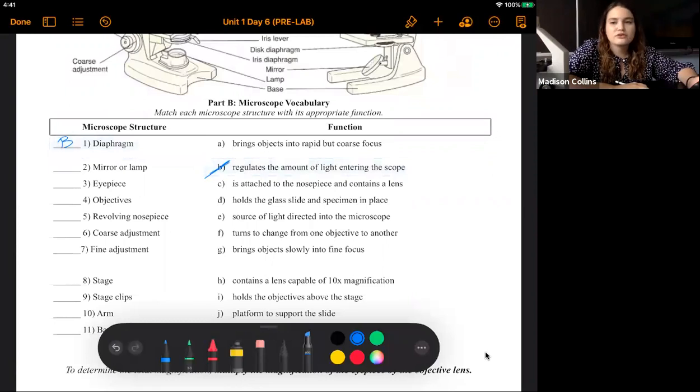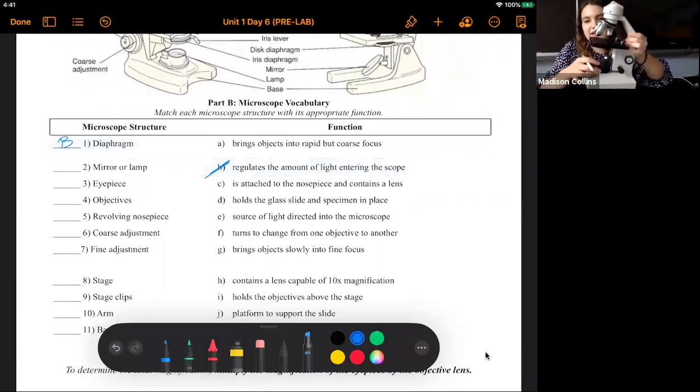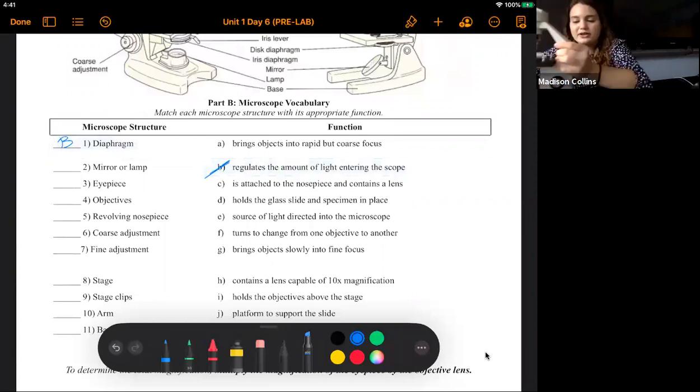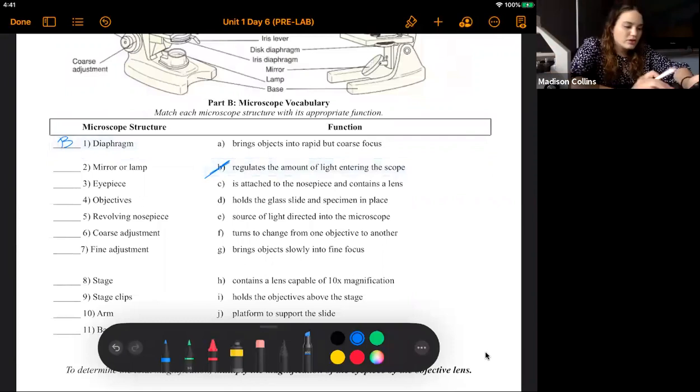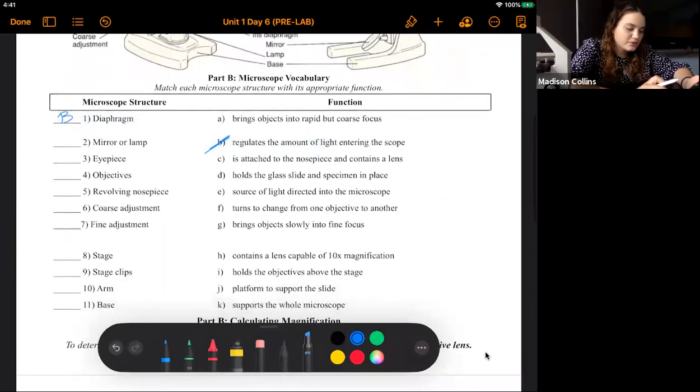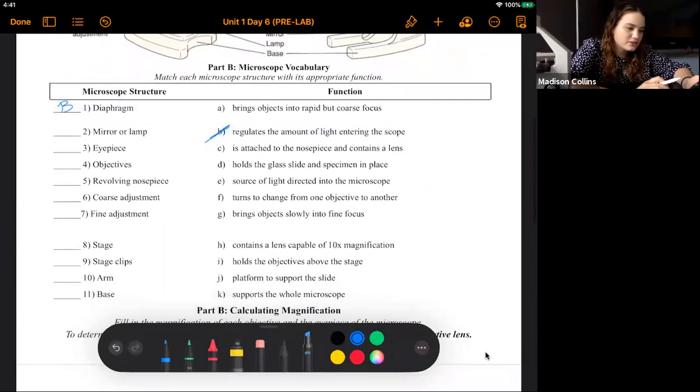Number 2, a mirror or lamp. On this microscope, it's a lamp. Remember, that's the light at the bottom that physically allows light to enter our microscope. So a mirror or a lamp, where is it? It is E, the source of light directed into the microscope.